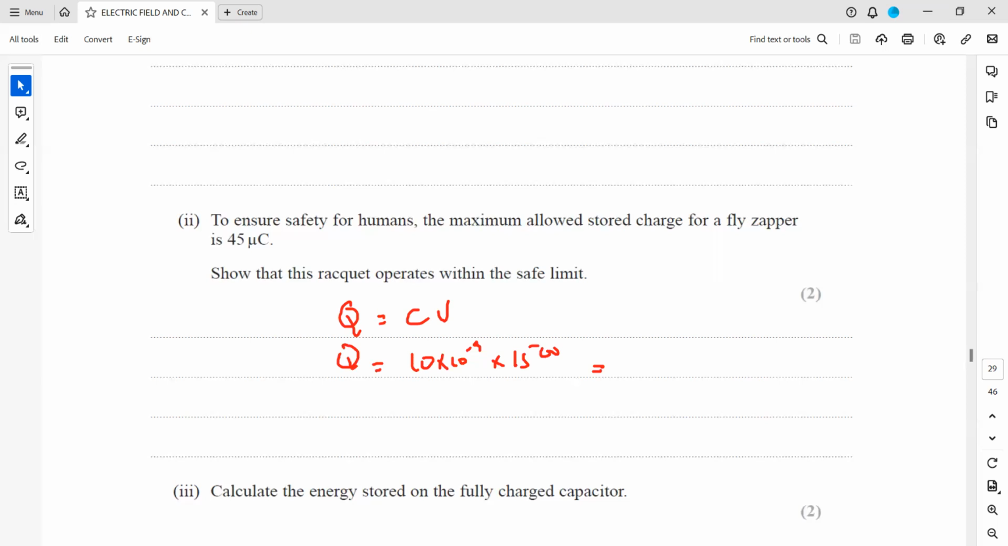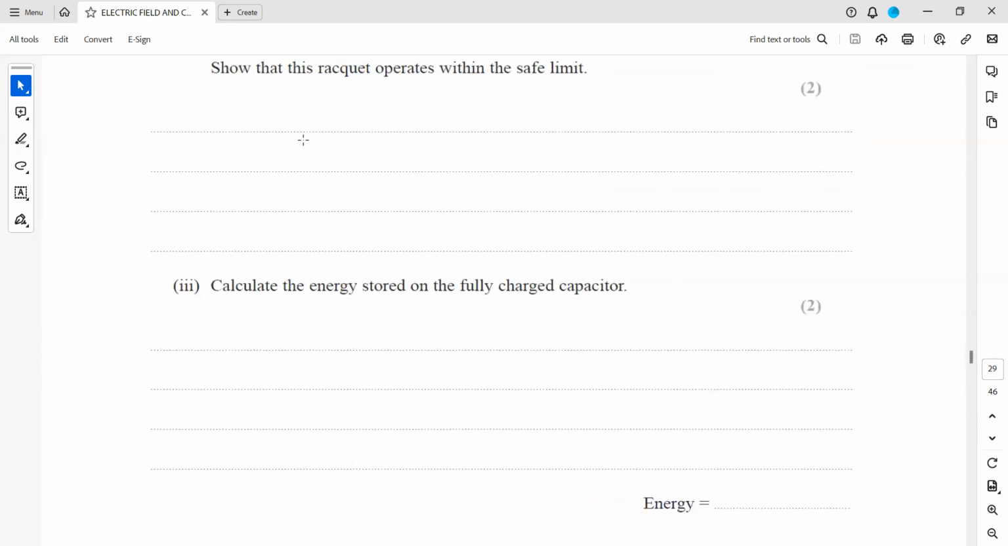Any value of capacitor I use, because I did not solve the previous part, but you will use the capacitance value from your answer. Like say if it was 14 nano, you will use 14 nano. 14 nano into 1500 will give us about 2.1 into 10 to the power minus 5 coulomb, which is 21 microcoulomb. So that is within the limit, because 45 is the maximum allowed, and this racket is only storing 21 microcoulombs.